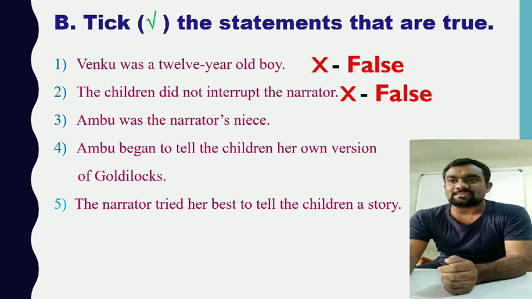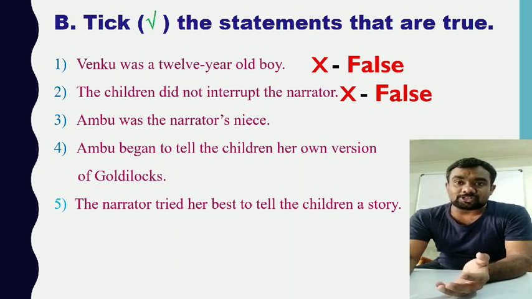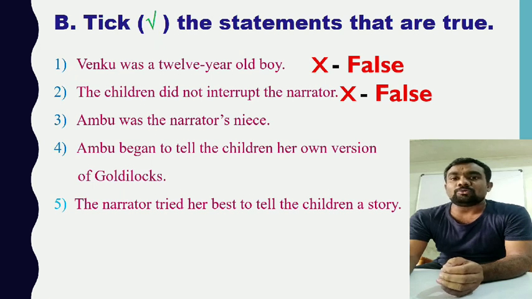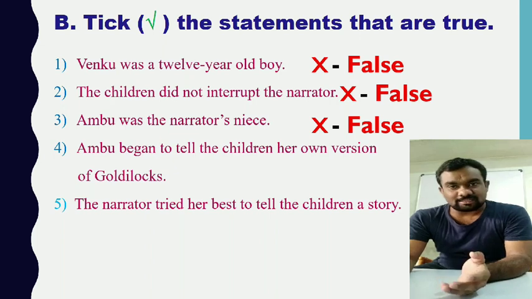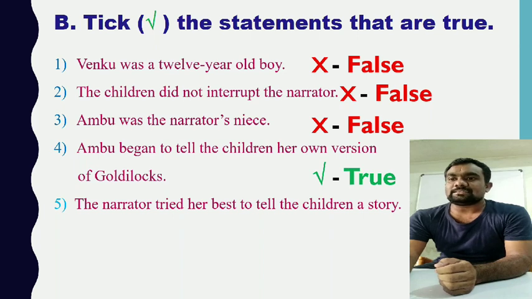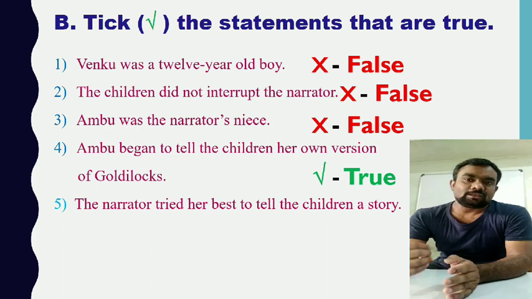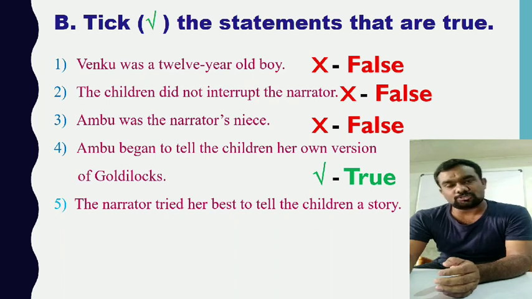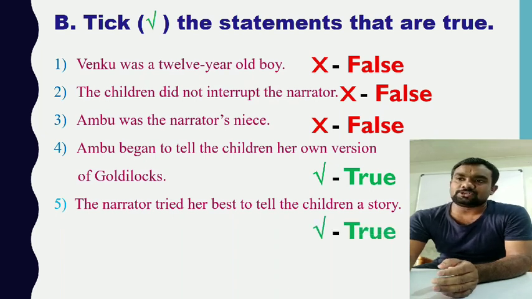Ambu was the narrator's niece. In the introduction of the characters, we have seen Ambu is the 12 years old daughter of the narrator. The next is Ambu began to tell the children her own version of Goldilocks. In the earlier statements we saw it. It is the correct one. The narrator tried her best to tell the children a story. Definitely, the narrator tells many stories, she tried to entertain by telling the many stories she was interested in. So that is the true statement. Let us see the next one.